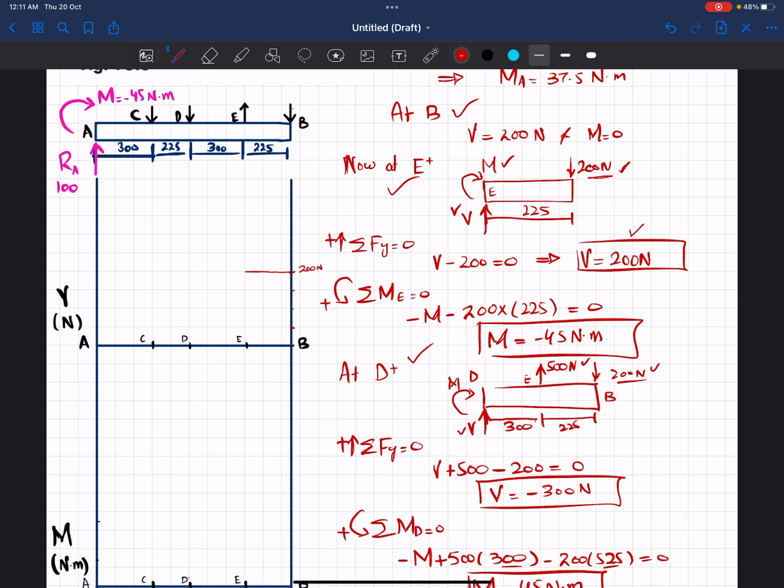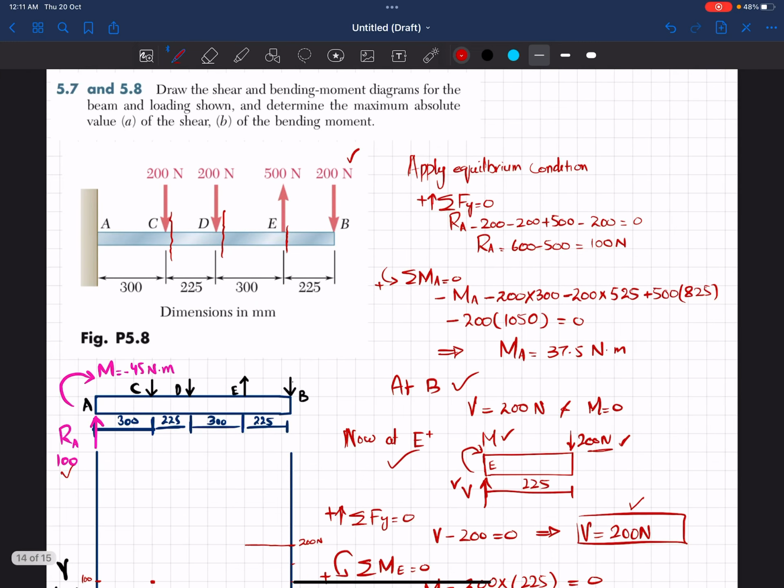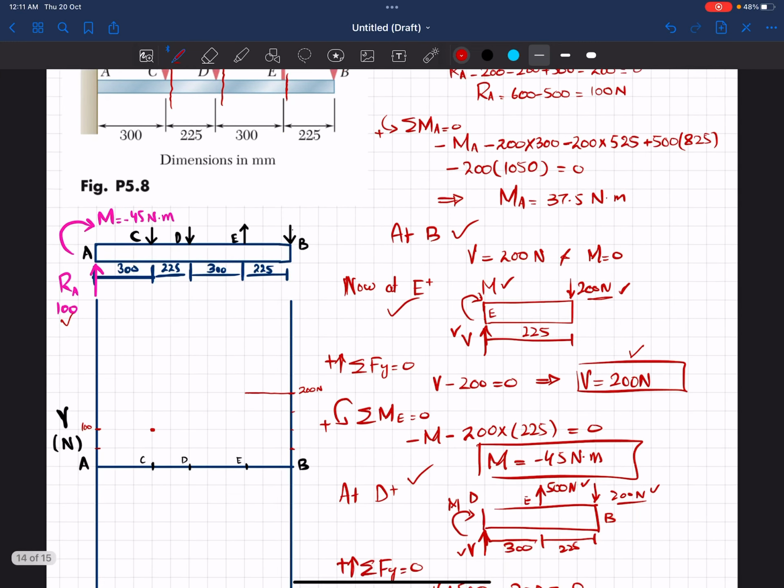We know that at A we have 100. So this is 50, this is 100. So one point is this one, this is 100. Moving from A to C, you can see there is no load, so till point C it will be the same 100. But at point C we have a load of 200, so we will plot that.